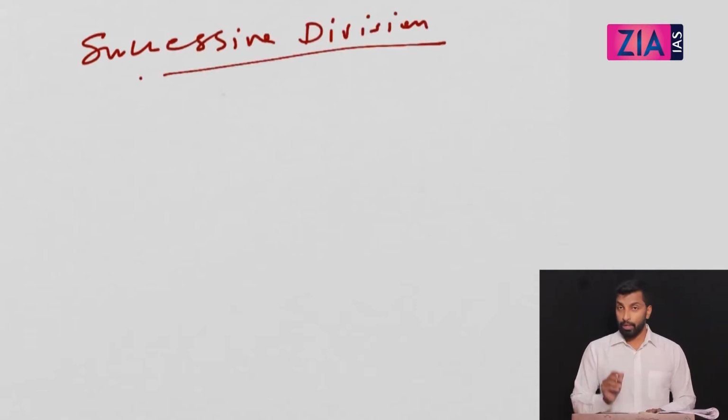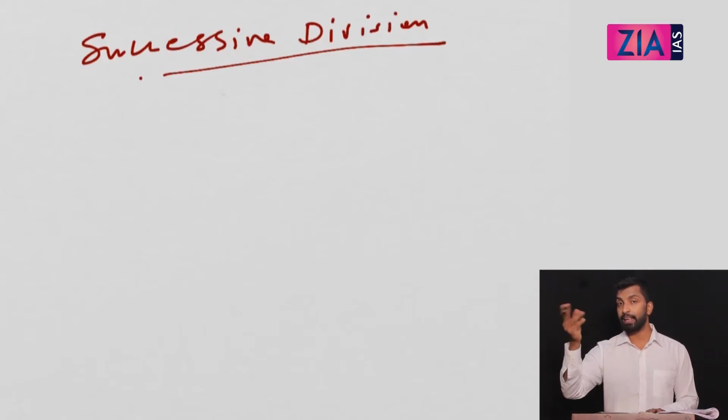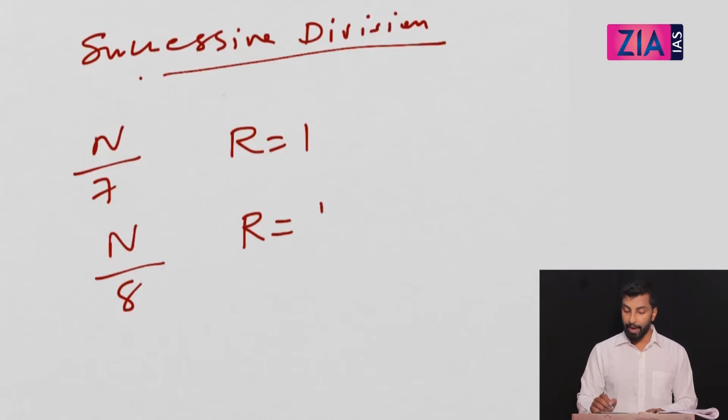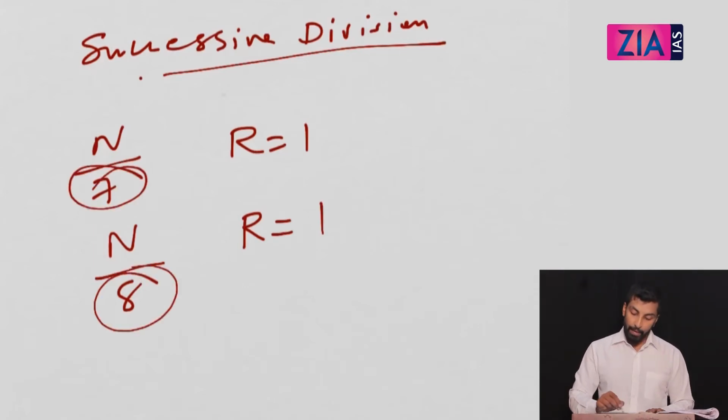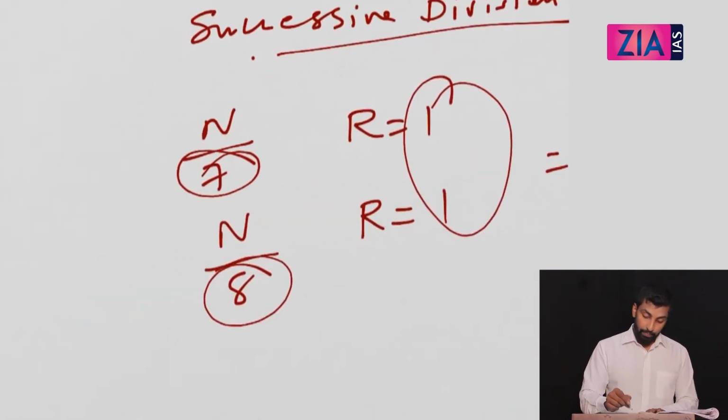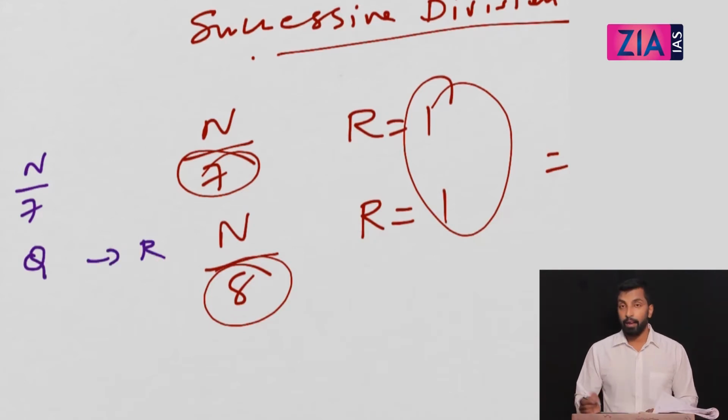Successive division. Till now we have seen: n divided by 7 leaves a remainder 1, and n divided by 8 leaves a remainder 1, and the answer is LCM plus 1, that is 57. Successive division means, let's suppose n I divide by 7, I get a quotient and a remainder. Now I divide this quotient by some other number. That's successive division. First you divide the number, then you divide the quotient, and in each case you get a remainder that will be given.